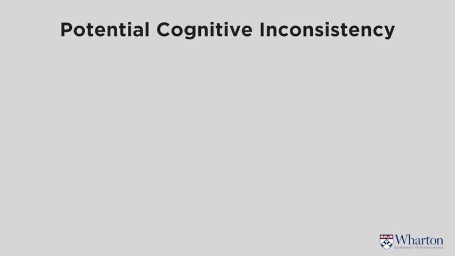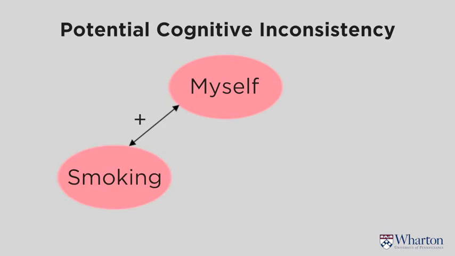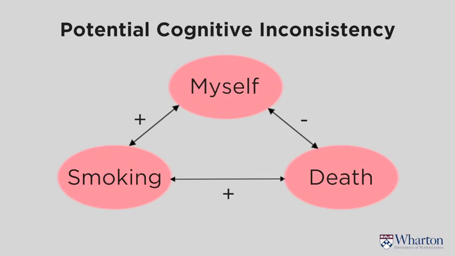And it had to do with people's attitudes towards smoking. So this is a psychological theory here. Let's assume I'm me, I'm myself, and let's say I smoke. And let's say that I know that smoking causes cancer, cancer causes death, and I don't want to die. Now, if that's the case, how do I justify that I smoke?